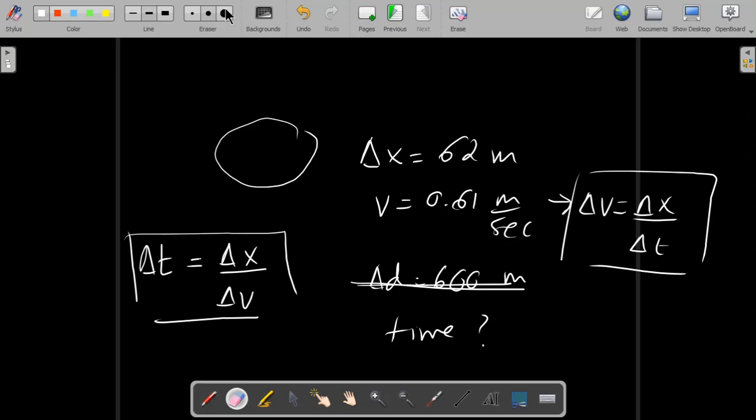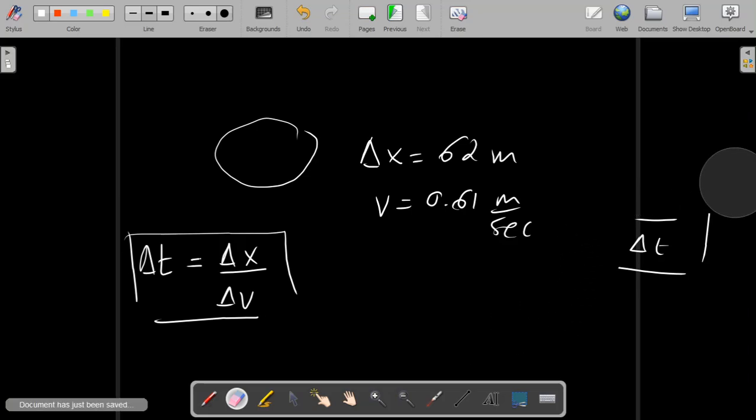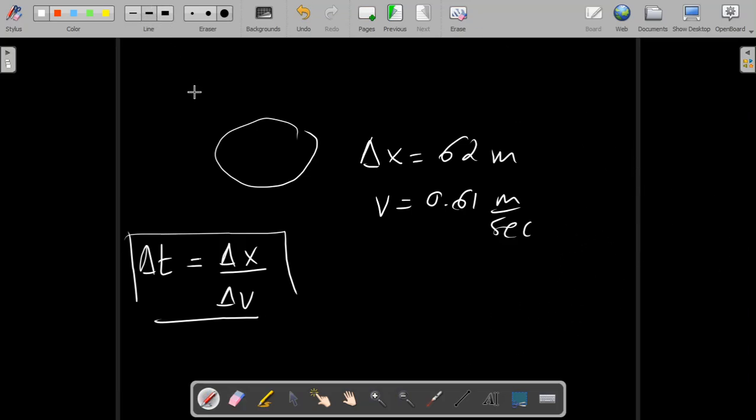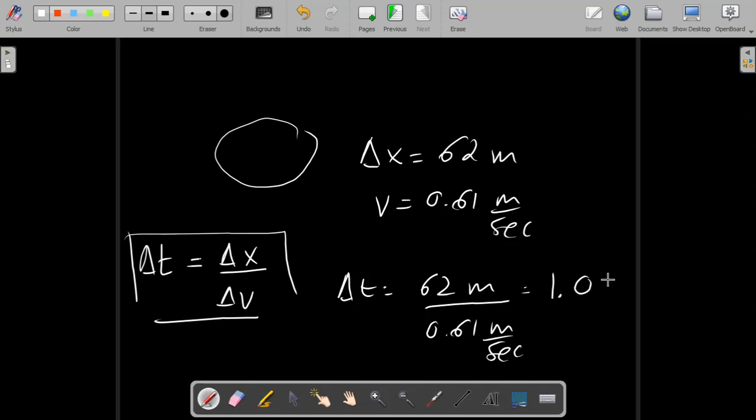Let me erase some of it so I have some room here. Okay. And then I can put everything in the formula because I have all the information I need. My displacement was 62 meters, and my velocity was 0.61 meters per second. If you put all the information in your calculator, you'll find that the time is the 1.0 times 10 to the 2 seconds that I mentioned before. So that's where it came from.